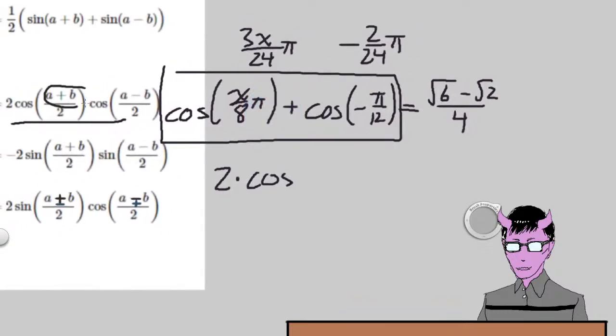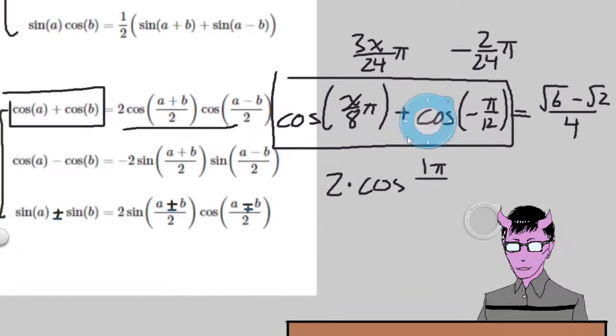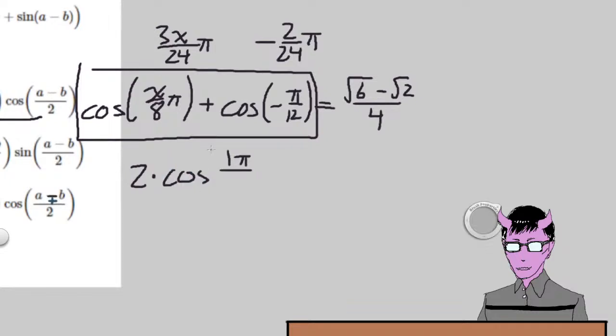Back to the algorithm, we have a plus b. So this is much easier to add. So 3 plus negative 2 is 1. 1 pi, right? All over 24, but just kidding, we have division by 2. So not 24, it's over 48. Oh, that's pretty bad.